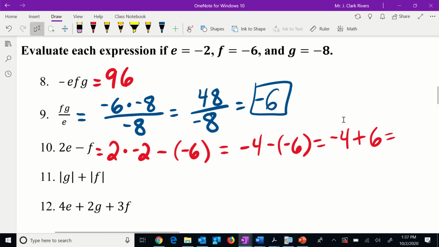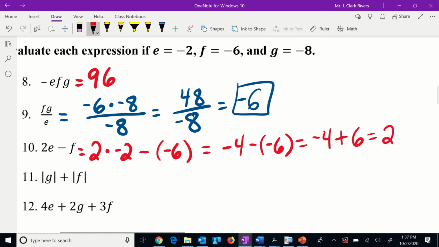What number is further from 0? Negative 4 or positive 6? Positive 6 is. So we know this sum is going to be positive. How far apart are 6 and 4? They are 2 apart. So there we go, 2.